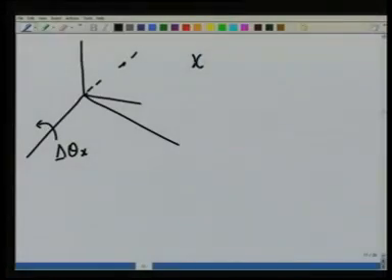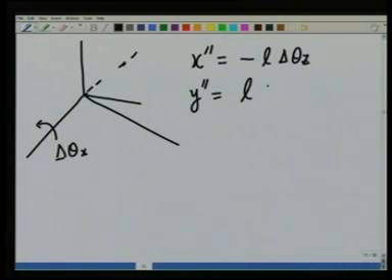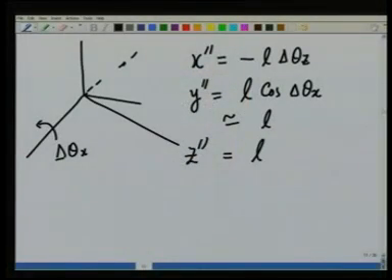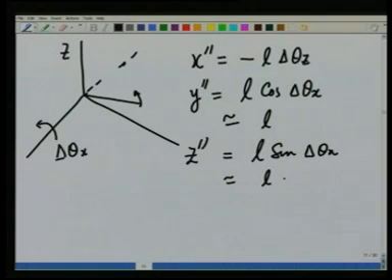So, x double prime remains as it was earlier, minus L delta theta z. Y double prime would remain L cosine of delta theta x, which is roughly equal to L, and z double prime, now the length L is moving up, and therefore is going to be equal to L sine of delta theta x, because now this will be moving up like this in the yz plane, and this will be roughly equal to L delta theta x.